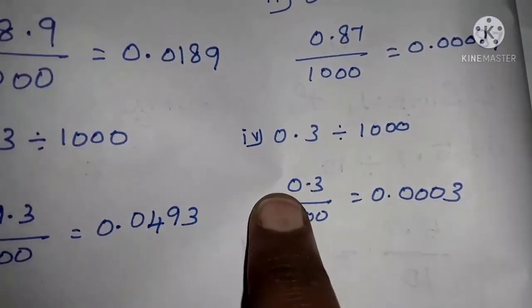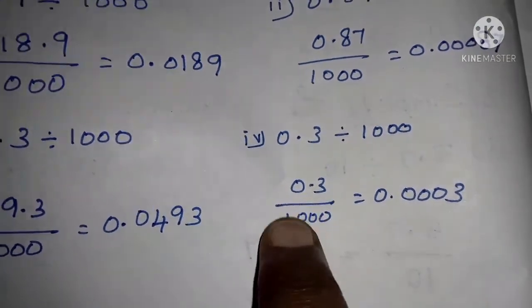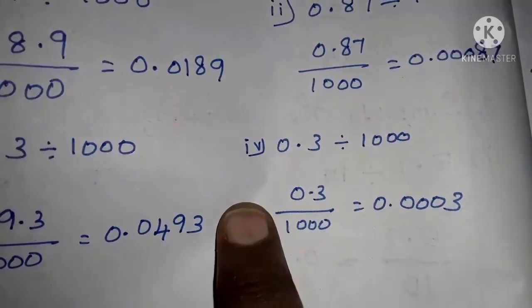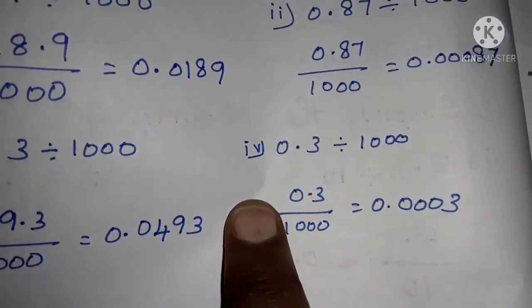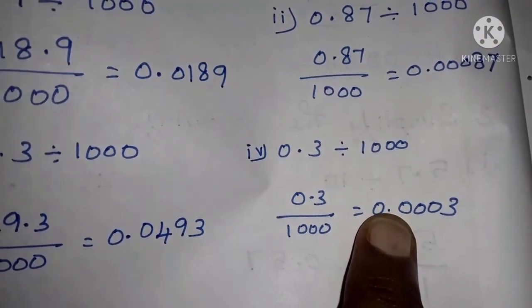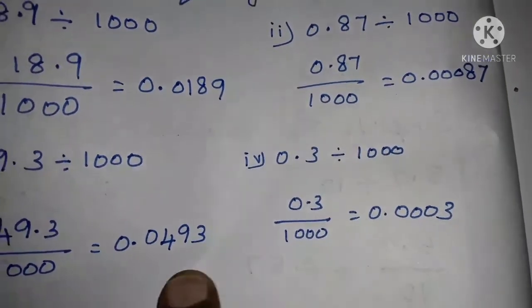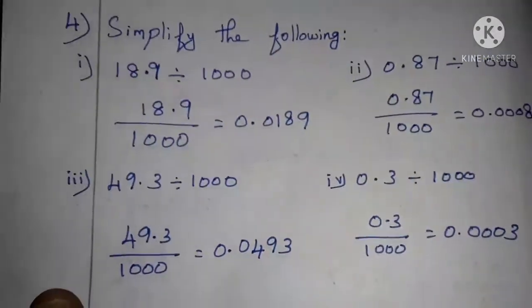Next, 0.3 divided by 1000. Here no digit is there, so we want to move 3 digits before. So we add 3 zeros and put the decimal point. Our answer is 0.0003.